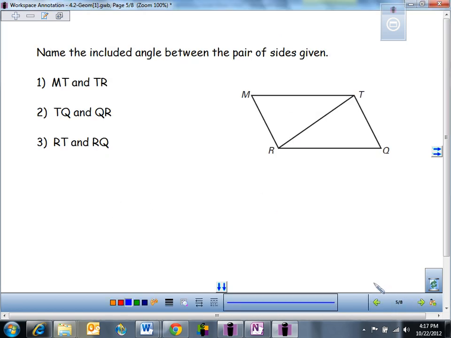Name the included angle between the pair of sides given. So we have MT and TR. The included angle would be angle T. And then we go with TQ, the side, and QR, the side. That would be angle Q. And then RT, so this side, and RQ, this side, the included angle would be angle R. So what is in the middle?